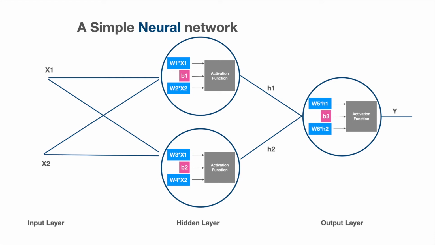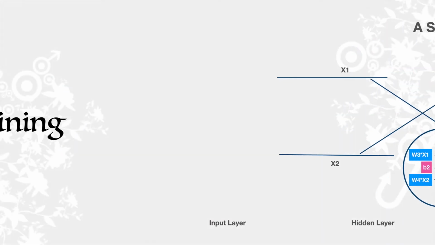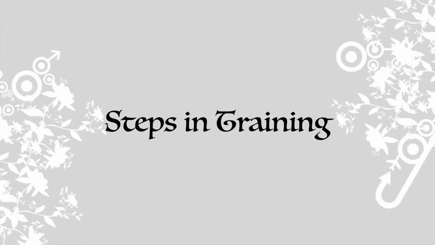Now we have a neural network, but it will be of no use if we don't train it. What does training mean? Training simply means updating the weights in the network such that it produces the best output. Let's see some of these steps in training.